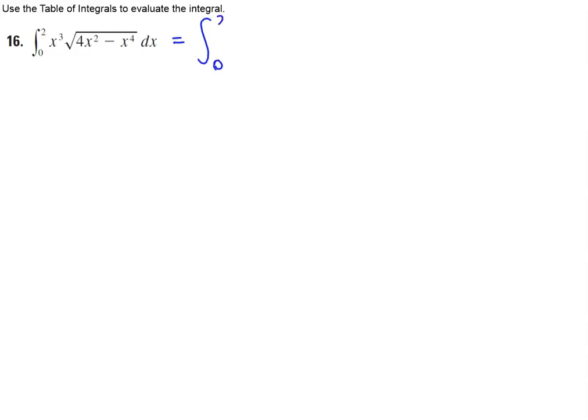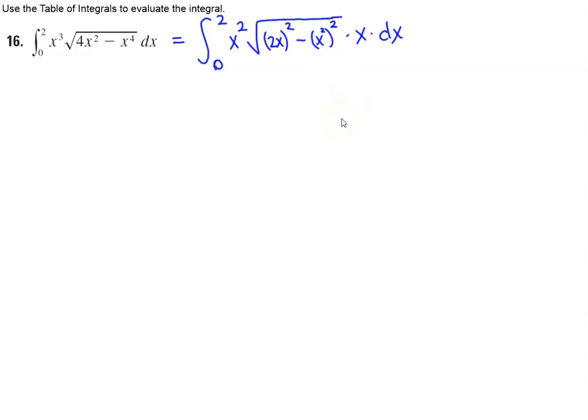So we have 0 to 2. We're going to leave this as x squared times, what do you have to square to get 4x squared? That's 2x. Minus, what do you have to square to get x to the 4th? That's x squared. And then we're also going to multiply it by the remaining x from the x squared times dx, because this x times that x squared gives us this x cubed. And then what that's going to allow us to do is now use our u substitution.